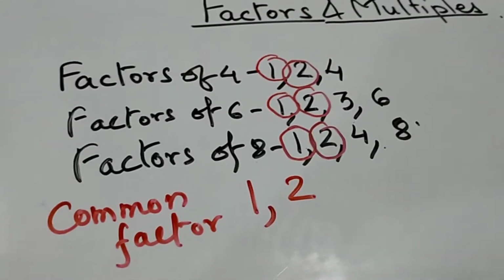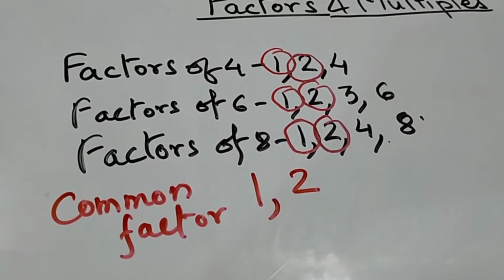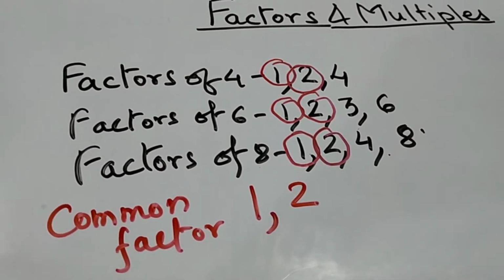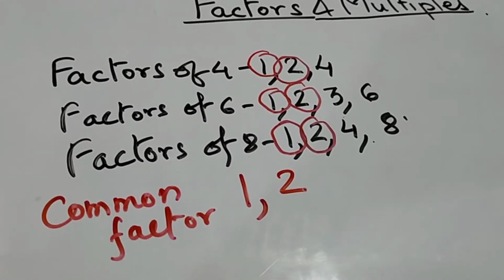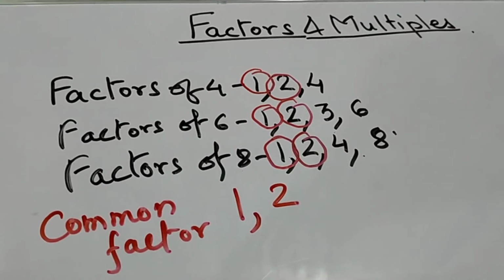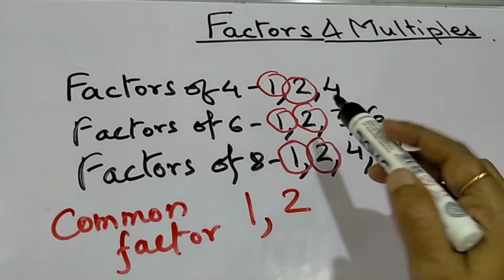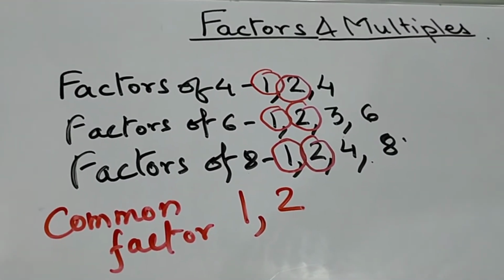And just remember this: the numbers which have only one common factor, that is 1. अगर कोई 2 numbers ऐसे हैं, having only one common factor, that is 1, those numbers are called co-prime numbers. Co-prime numbers. So factors क्या होते हैं? किसके टेबल में वो नंबर आता है, those numbers are called factors. Okay.